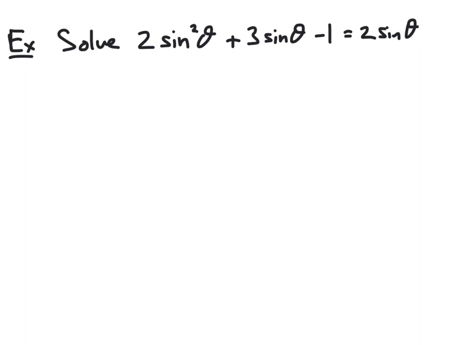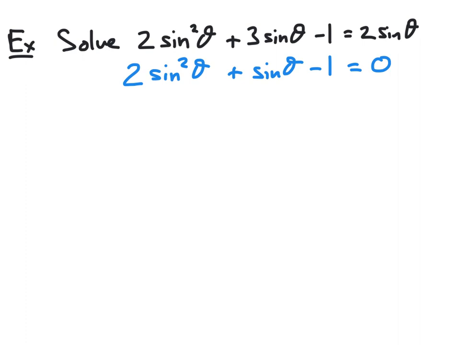We can rearrange this by moving the 2 sine theta to the left side by subtracting it, and we obtain an equation of the form 2 sine squared theta plus sine theta, because we have 3 and are subtracting 2, minus 1 equals 0. And now this equation looks like a quadratic equation, except that the role of the variable is played by the function sine theta instead of a variable itself.